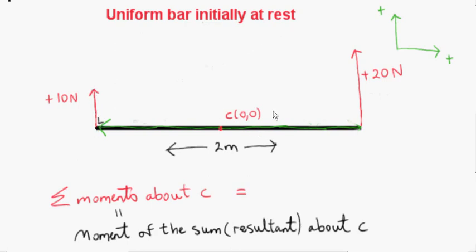But anyway, let's get the turning effect of these forces about the point C. Well, just like before, we multiply plus 10 by minus 1 to get minus 10 for the moment of this force about the point C. Now as for this one here, this time instead of plus 10 we have plus 20. So we have plus 20 by plus 1, which is plus 20. So we get an answer of plus 10 Newton meters.